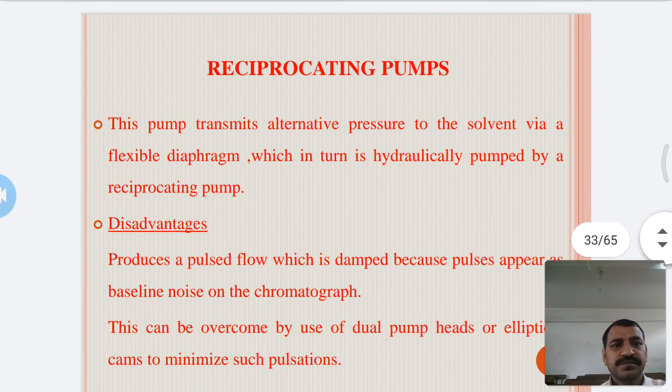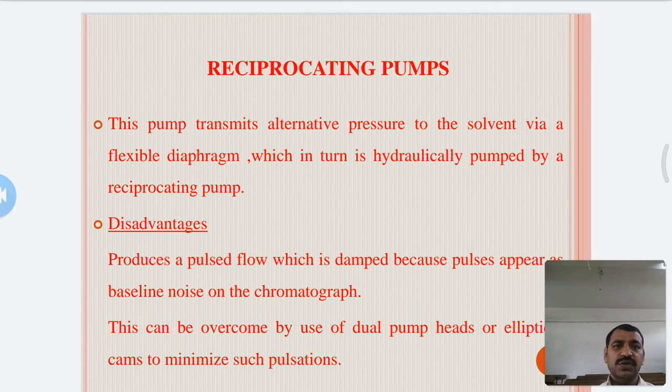Second is the reciprocating pump. These pumps transmit alternating pressure. There are two types of reciprocating pump, and diaphragm type pumps are also used among these. These transmit alternating pressure to the solvent via a flexible diaphragm. Sometimes we use a hydraulically pumped reciprocating pump. So what are the disadvantages of this reciprocating pump? First, it produces pulses that must be damped, because it produces noise on the chromatogram.